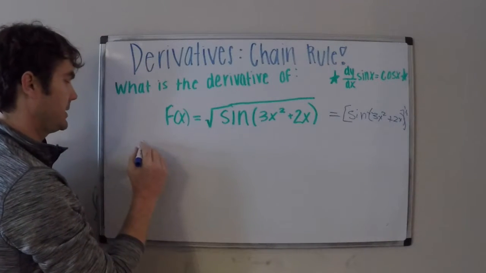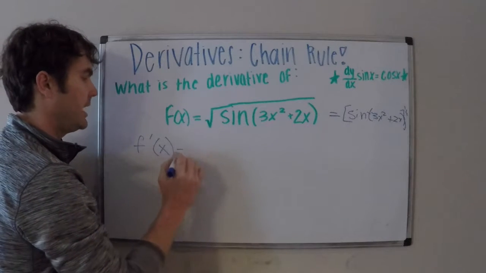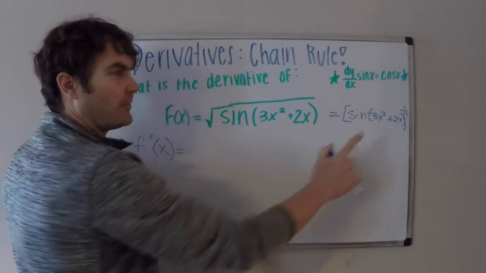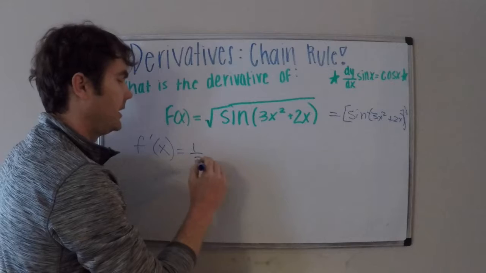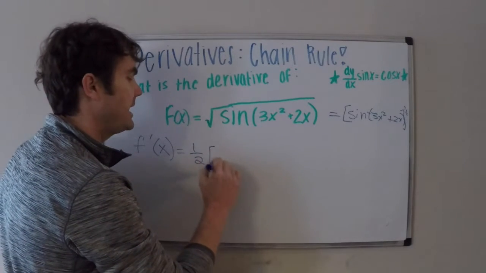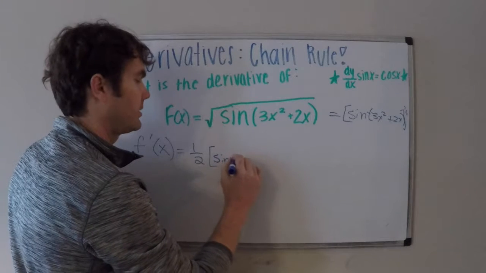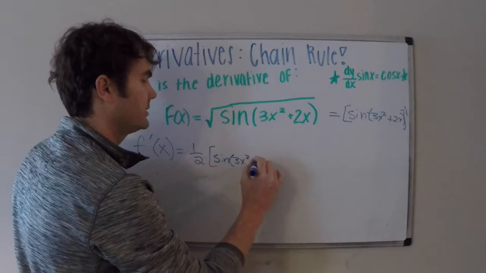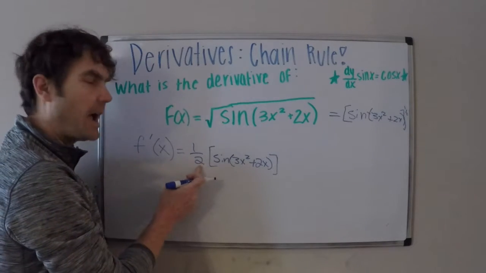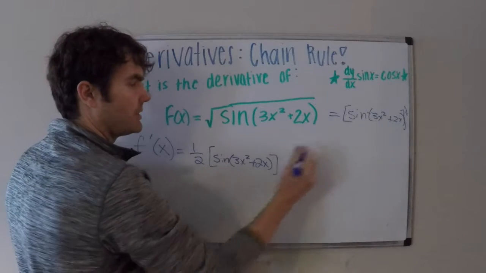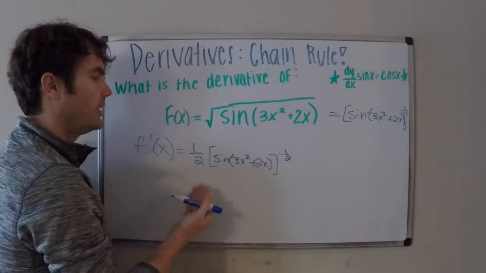So now let's start. I'm going to give myself a lot of room because this one's going to take a lot of room. So f prime of x. Remember from our first video, we take our coefficient and multiply it out front: 1/2. Then we rewrite everything inside the parentheses: sine of 3x squared plus 2x. Don't make any changes there. Subtract 1 from the exponent. The exponent was 1/2. 1/2 minus 1 is negative 1/2. So that's the first step.